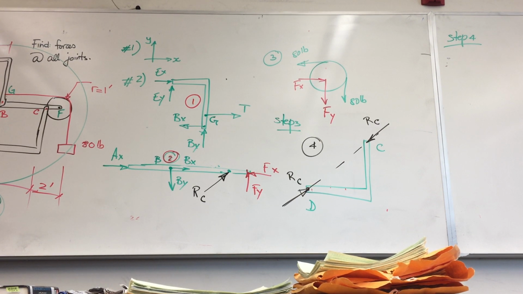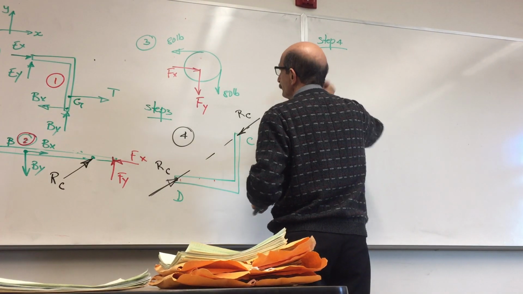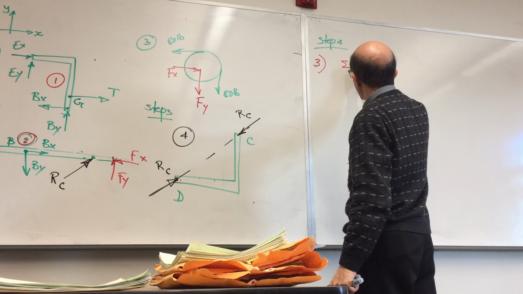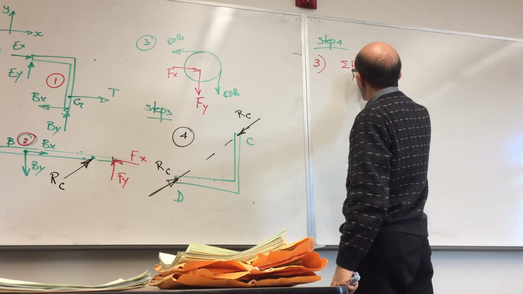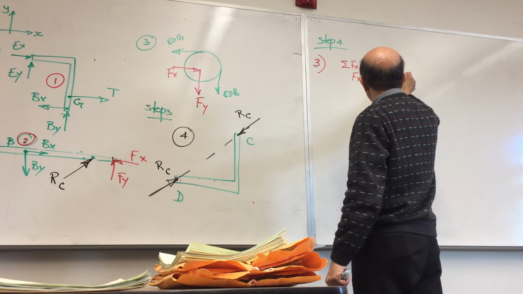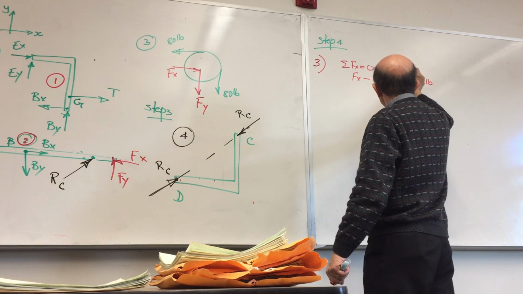So what is the next best? Yes? Number 3? Number 3, yes. So I'm going to start with member 3, which is this pulley. So I write summation of forces along x is equal to 0, and Fx minus 80 equal to 0. That gives me Fx is equal to 80 pounds.